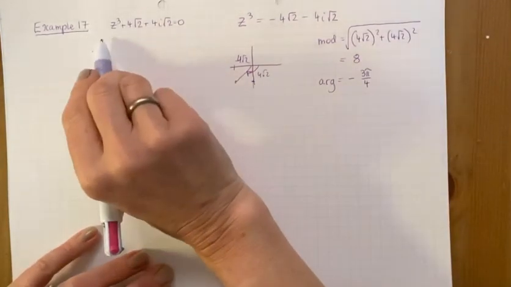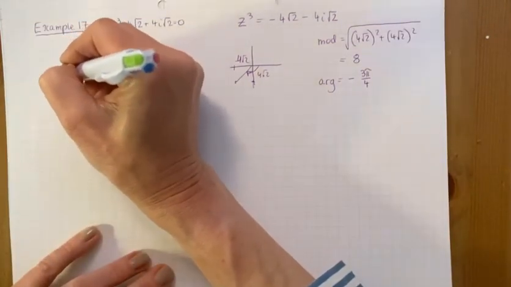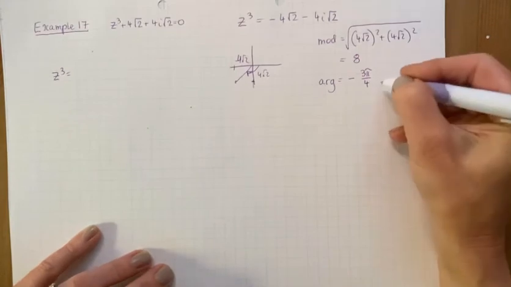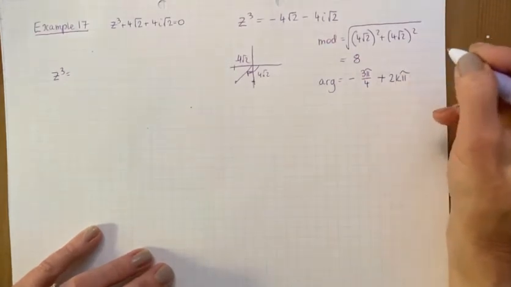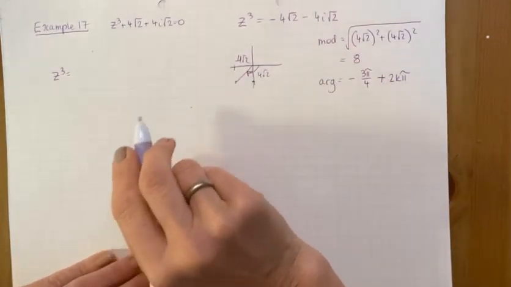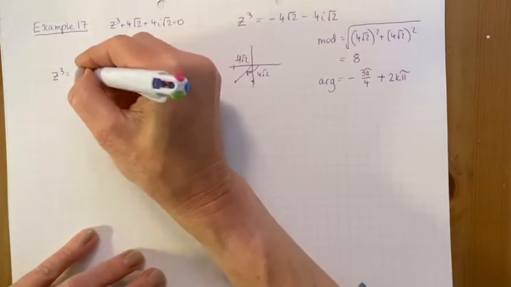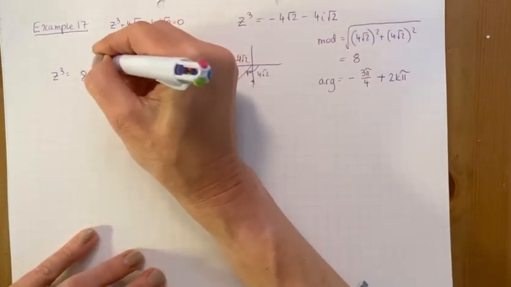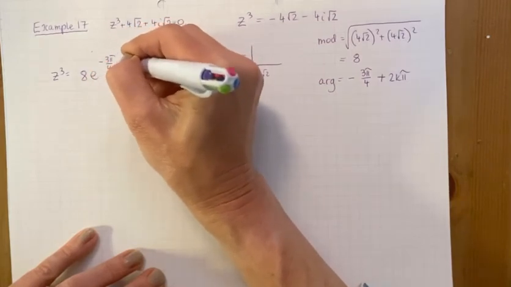So I'm going to use exponential form because that's my preferred form. So z cubed, oh, don't forget to add 2k pi, because every single time you do a 360 turn, you'll come back to the same position. Okay, so let's write it. It's going to be 8 e to the power of minus 3 pi over 4 add 2k pi i.